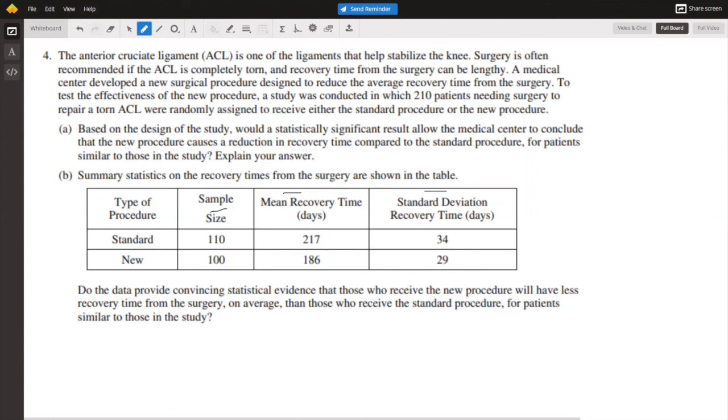I would have said for the null that they're the same, so therefore we reject that, saying that they're not the same, and we would have evidence to support the alternative that the new procedure will result in a lower or a smaller recovery time than that of the standard.